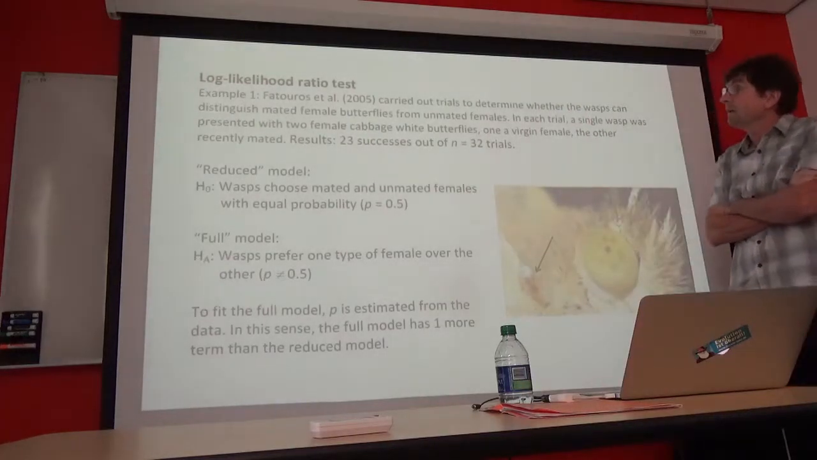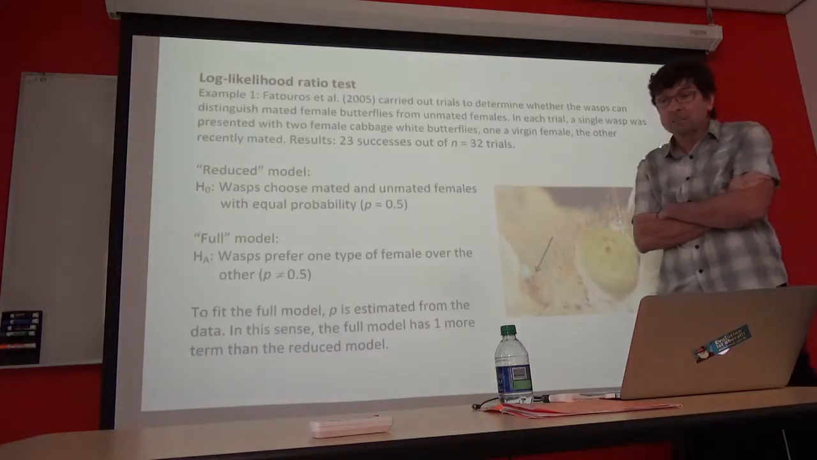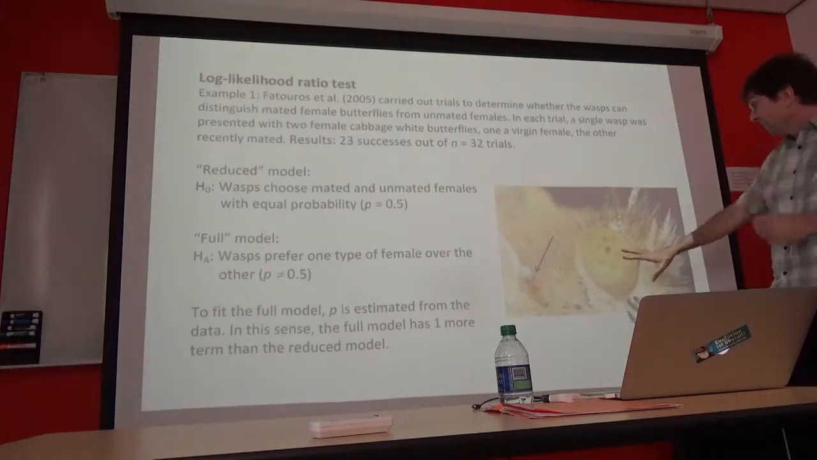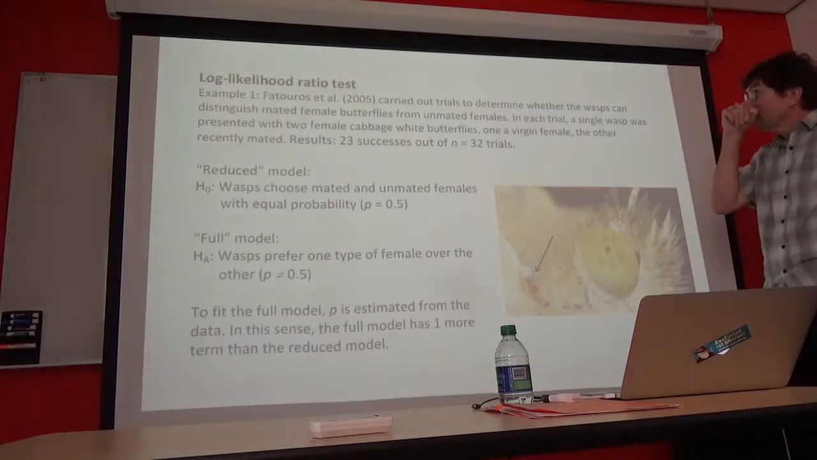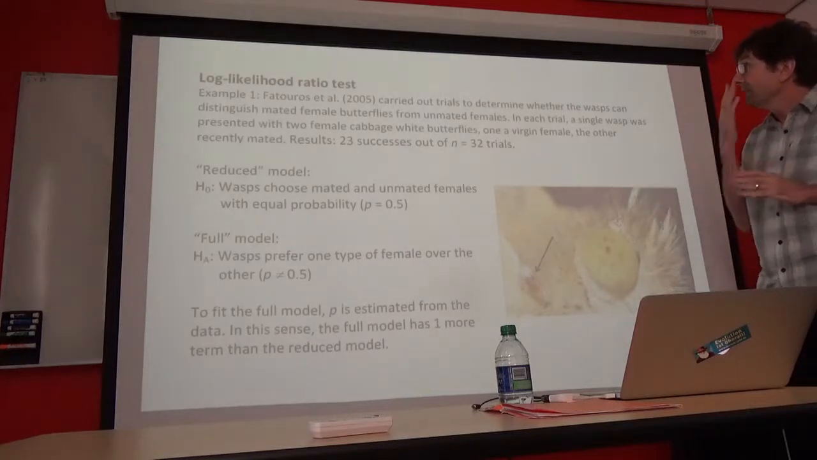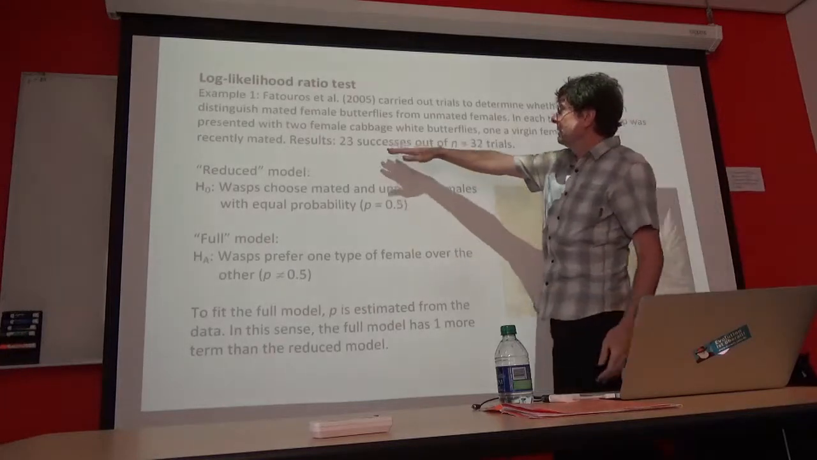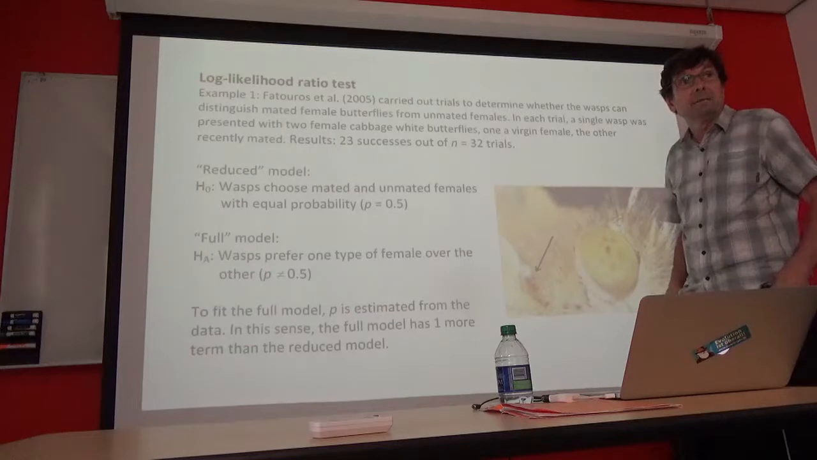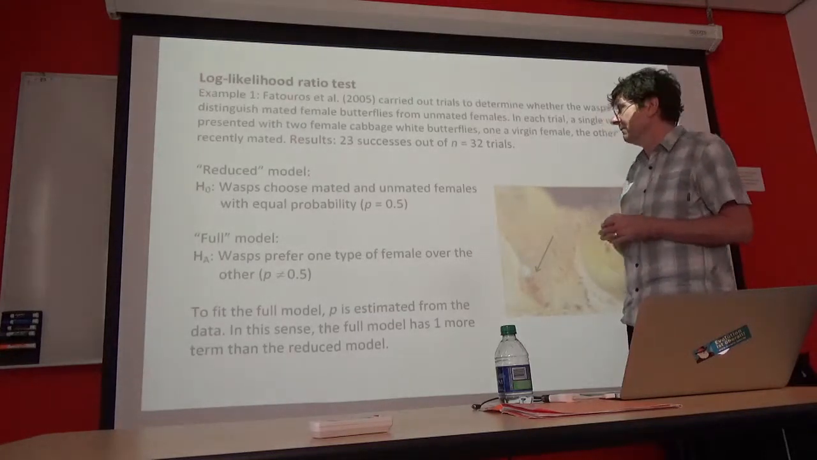So I'm going to apply the log-likelihood ratio test to the wasp data that I already covered. So here again is the cabbage white butterfly and the parasitic wasp. I carried out a series of trials in order to determine whether individual wasps could distinguish the mated from the unmated female butterflies. They obtained 23 successes out of 32 trials. We already estimated the maximum likelihood estimate of the proportion, which was 0.72.